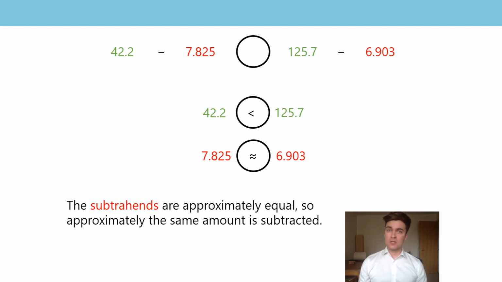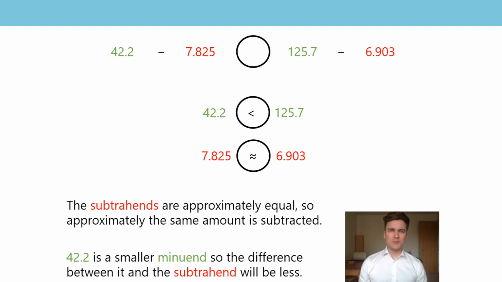So approximately the same amount is subtracted from the minuends. 42.2, 125.7, roughly the same amount is subtracted. So then let's think about the rough size of those differences. When we think about that, 42.2 is the smaller minuend. So the difference between it and the subtrahend will be less.